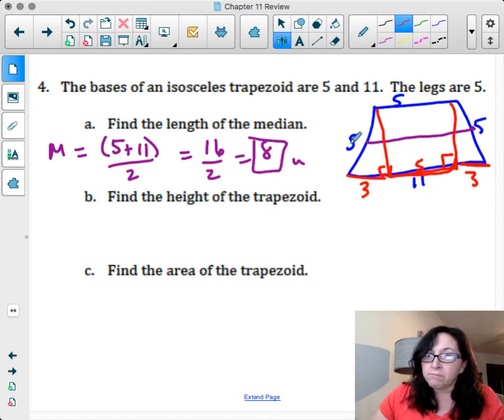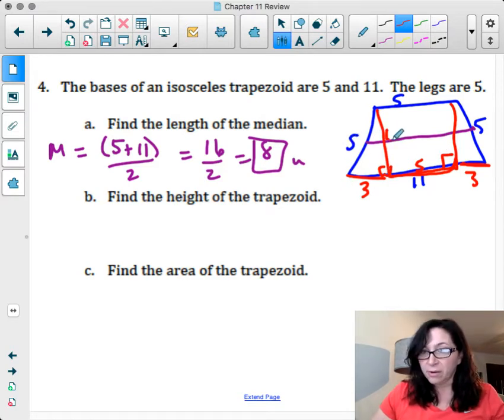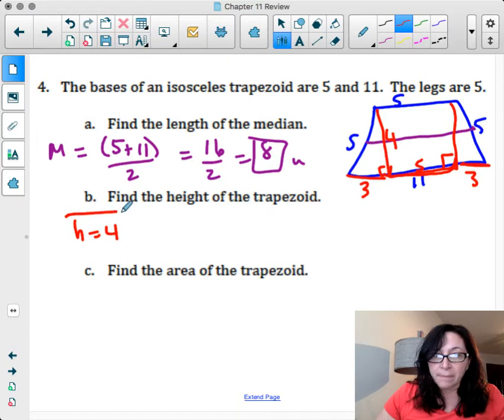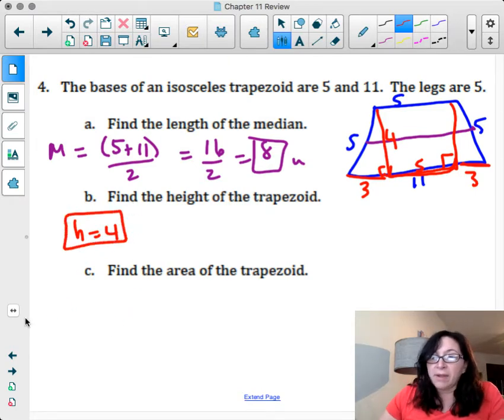And so this looks like a 3, 4, 5 triangle. And so to find the height, 3, 4, 5, we're done. Height is 4. Okay. Now, lastly, we want to find the area of a trapezoid.